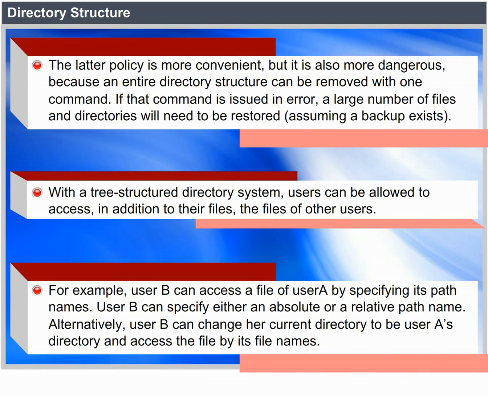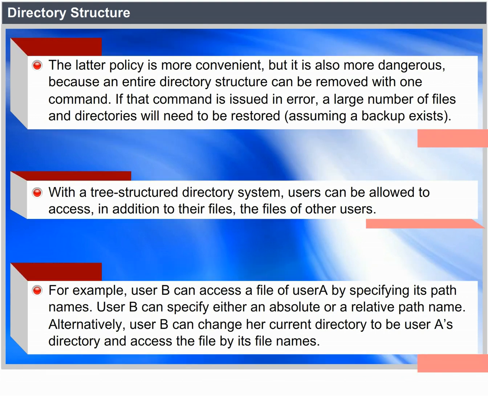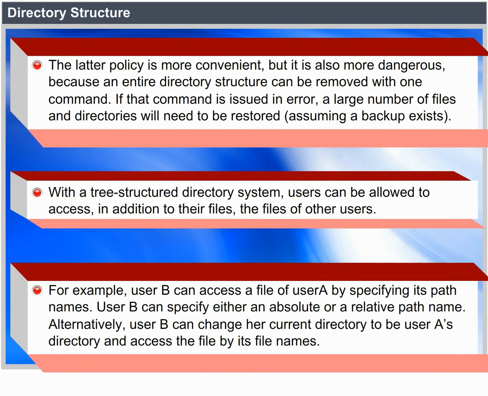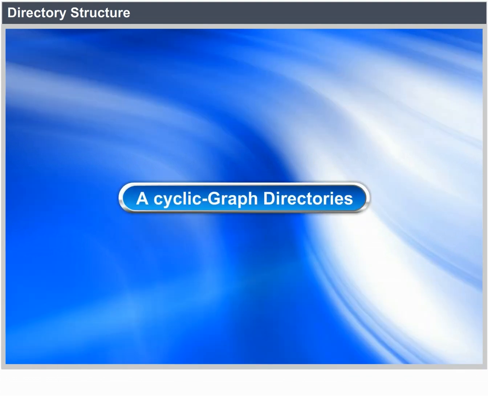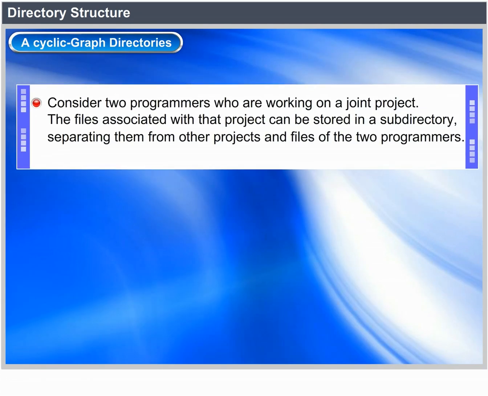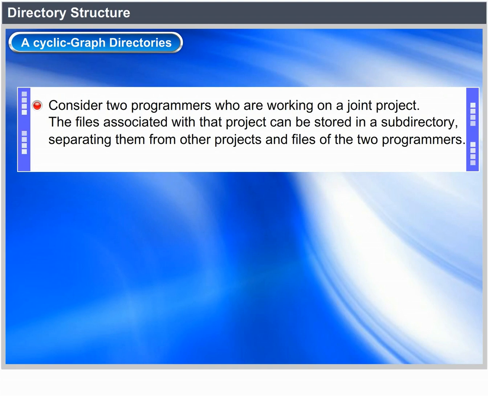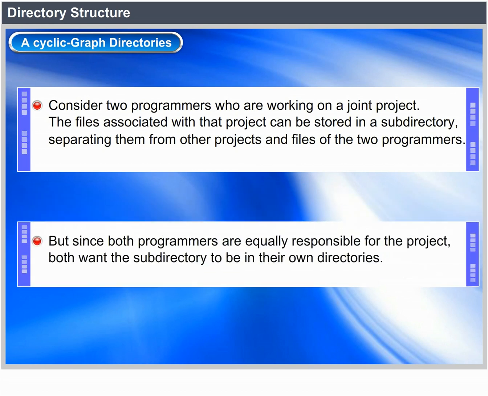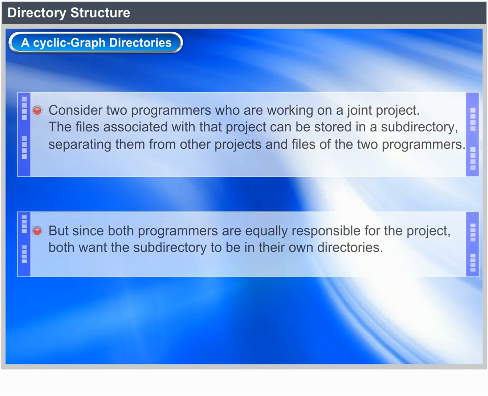Acyclic graph directories. Consider two programmers who are working on a joint project. The files associated with that project can be stored in a subdirectory, separating them from other projects and files of the two programmers. But since both programmers are equally responsible for the project, both want the subdirectory to be in their own directories. In this situation, the common subdirectory should be shared.